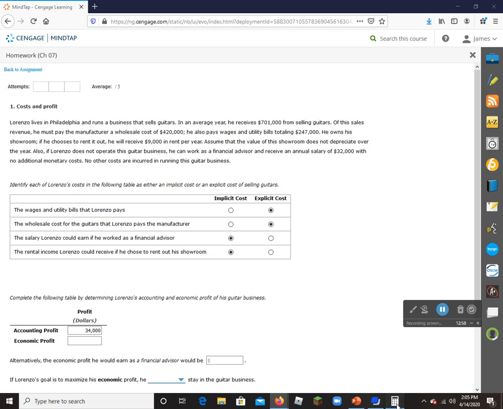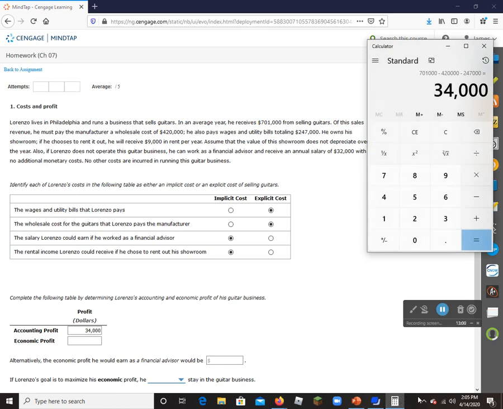So an accountant says, oh, good job. You made an accounting profit. An economist is going to come in and say, whoa, hold on here. Sure, you've got that $34,000 accounting profit, but look at what else you're losing. If you didn't run this business, you would be paid $9,000 in rent for the building.